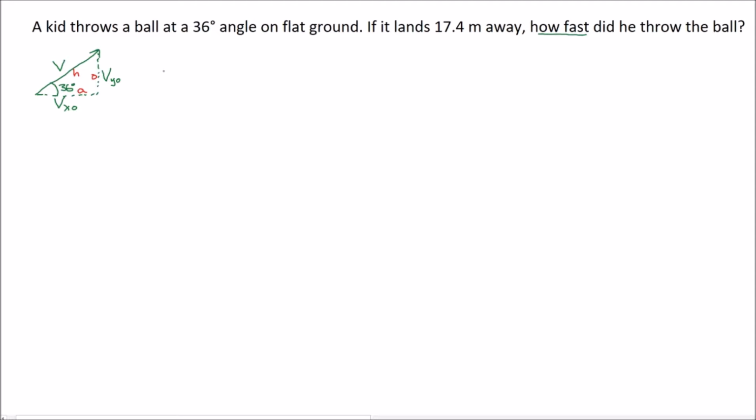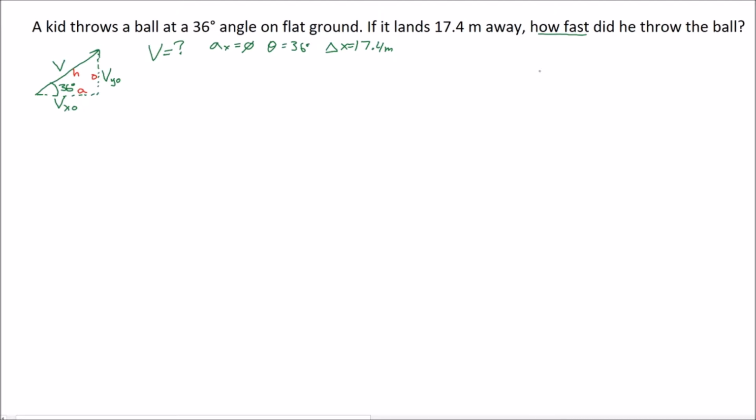There's a couple of things we need to know. First of all, the whole point of this is to find out what the velocity is. A couple of things to note: of course, the acceleration in the x direction is going to be equal to 0. And we are given a couple of things. We're given our angle of 36 degrees, and we know that delta x, the change of position in the x direction, is equal to 17.4 meters.